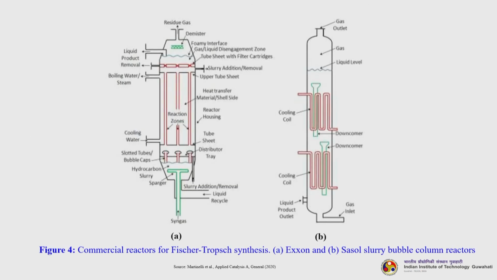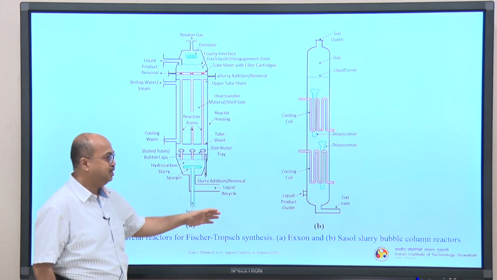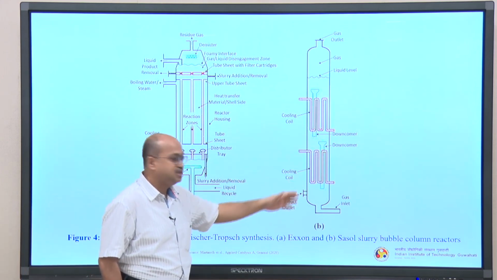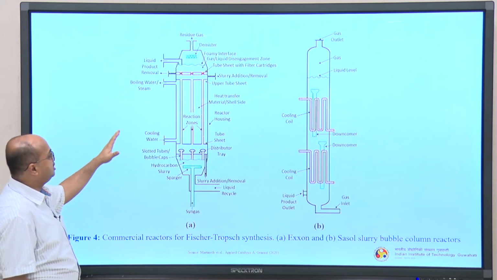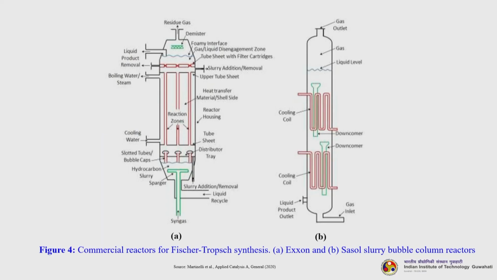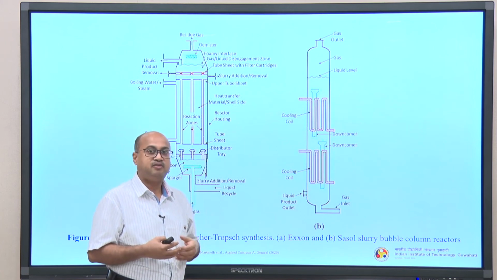Okay. So, the A design is done by the Exxon company and the B design is by Sasol. You can see that there is little difference between the designs. Basically, in B you have cooling coils that are inserted inside the reactor, so that the cooling can be done very fast.